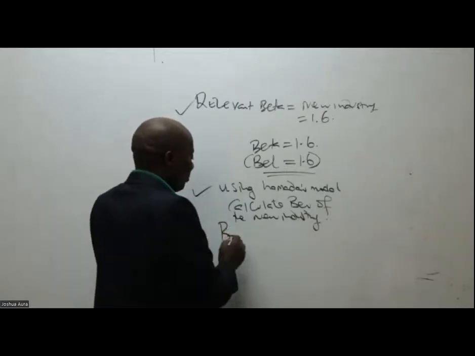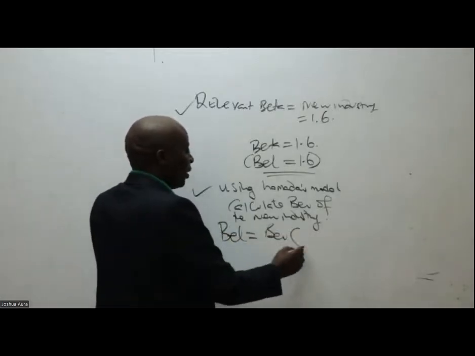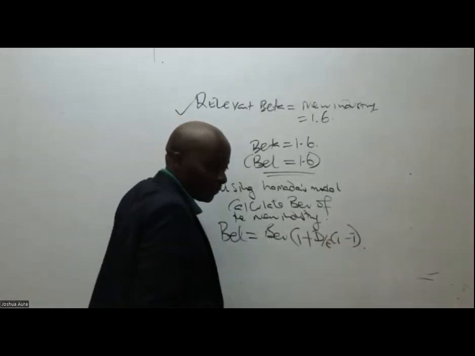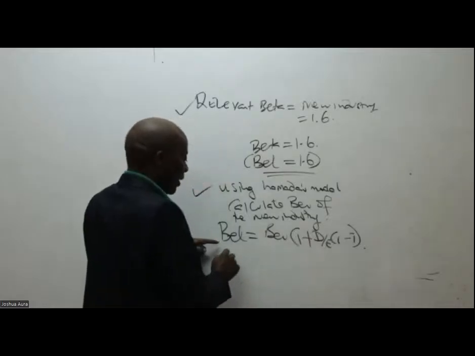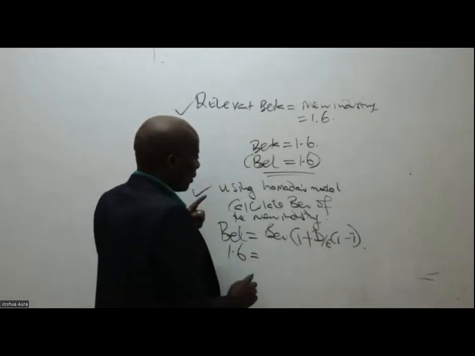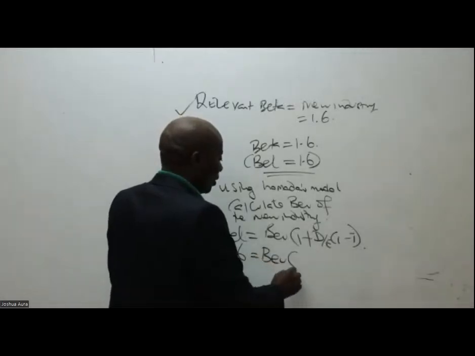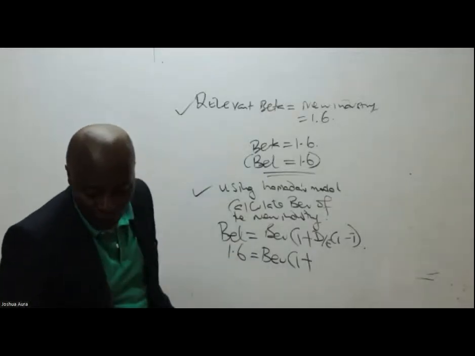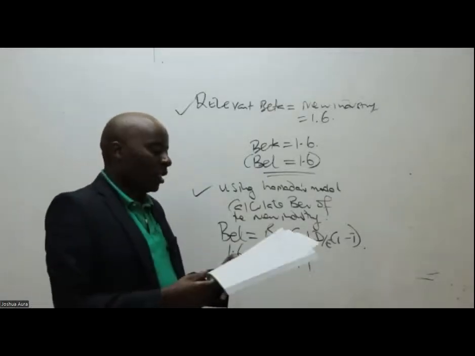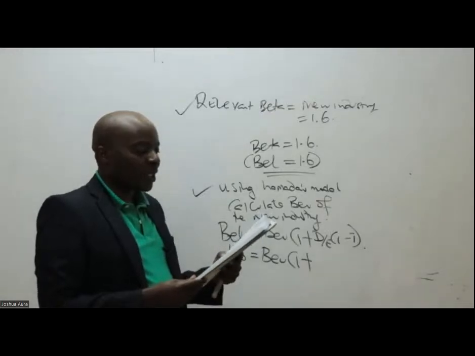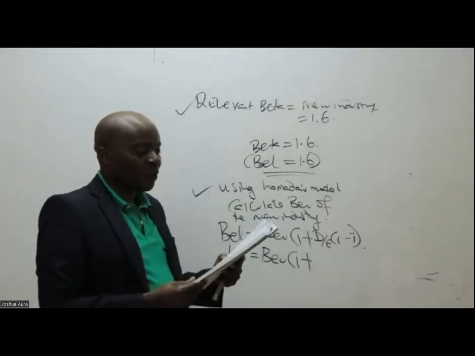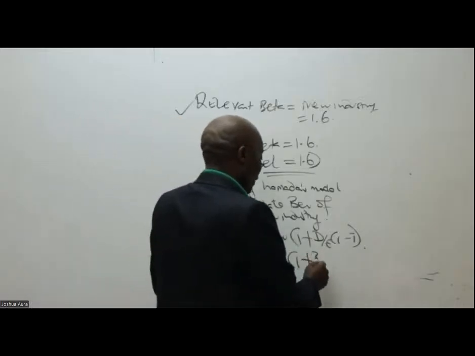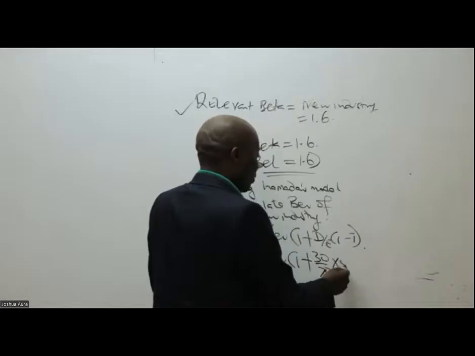So Hamada, we know it's BEL equals BEU into 1 plus debt over equity into 1 minus tax. So BEL has been given as 1.6 equals BEU that we don't know into 1 plus debt over equity. Has the examiner given me debt over equity of the new industry? The new industry, which is the electronics industry, debt is 30%, equity is 70%. So 30 over 70 into 0.